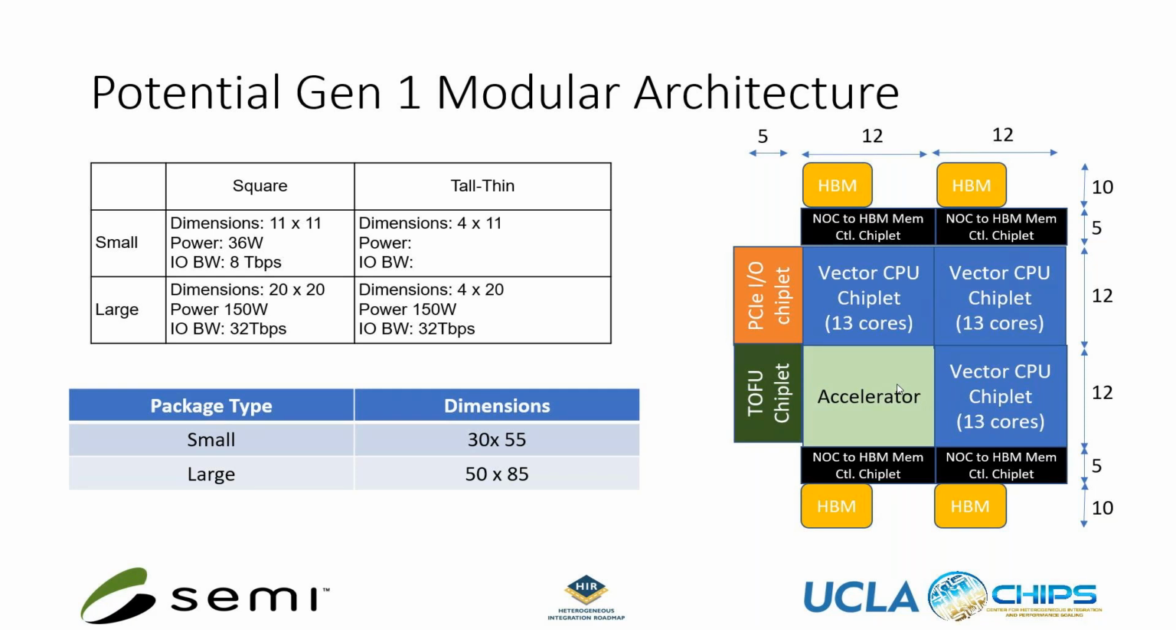So roughly the small version of this maps onto what the Fugaku is, and the large version maps onto what the Grace Hopper is. So as a generation 1 modular architecture proposal goes, 2 types of chiplets, 2 sizes for each type, and roughly 2 package sizes to accommodate all this. Any questions, thoughts? Does it make sense?